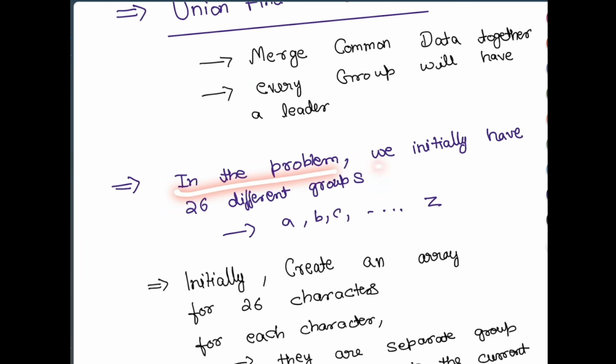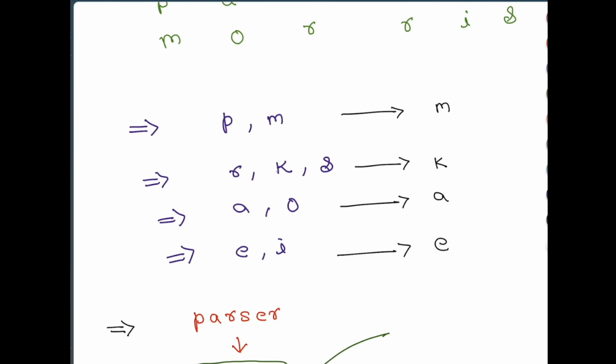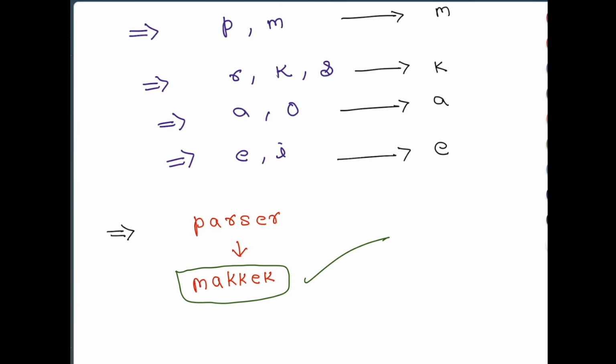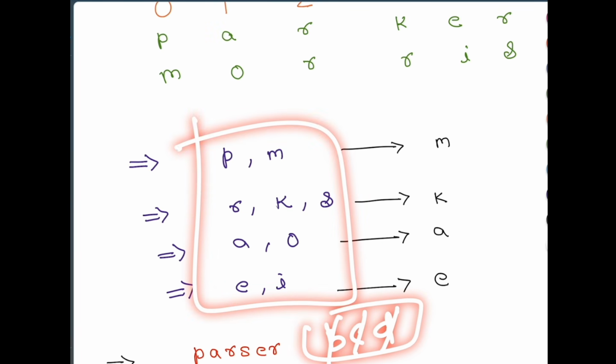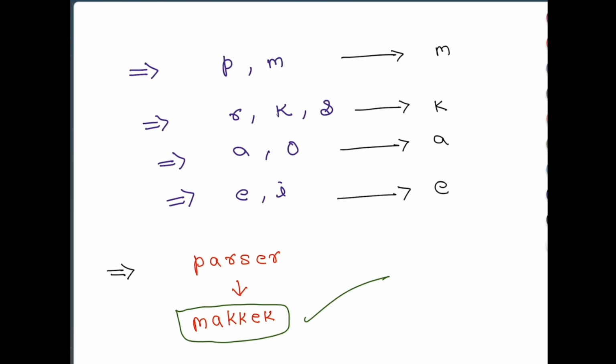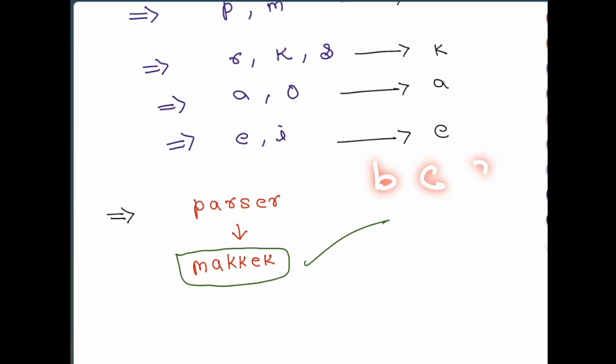In this problem, we initially have 26 different groups. We have some characters, right? In our base str, let us say the base str is BCD. Now this BCD belongs to none of the groups which we have created using S1 and S2. So what we will say is, if the base str is BCD, the output is going to be B, C and D, because they don't belong to any group. So we will not make any change in any of the characters.